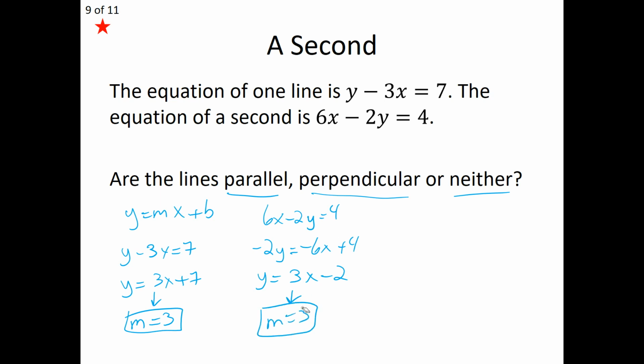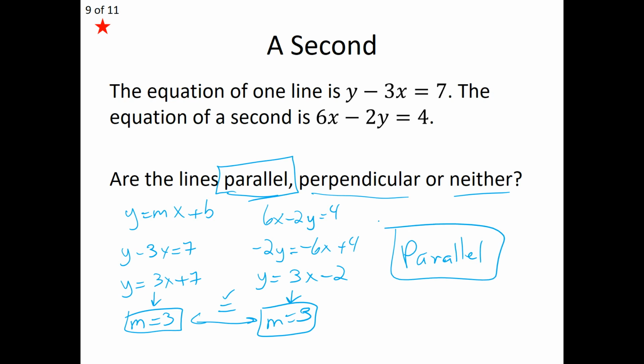We'll take a look. As we compare then the slopes of our first line to our second line, we find that these two lines are equal. Check, which leads us to our conclusion to say that our two lines are in fact parallel, because parallel lines have equal slopes. So there we have it.